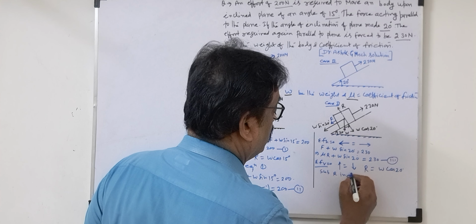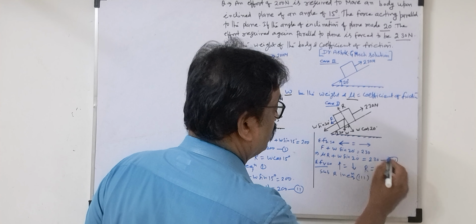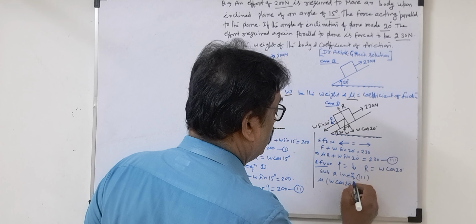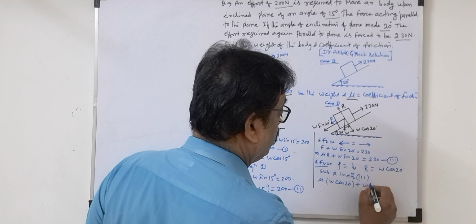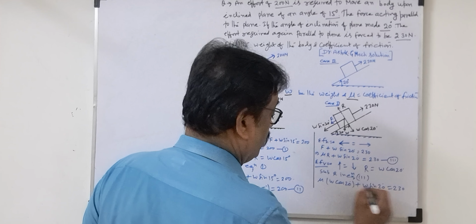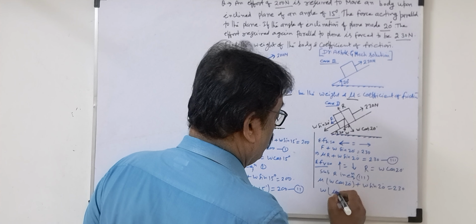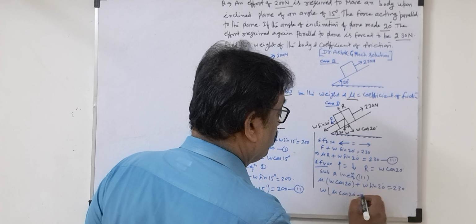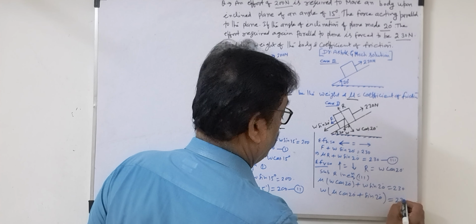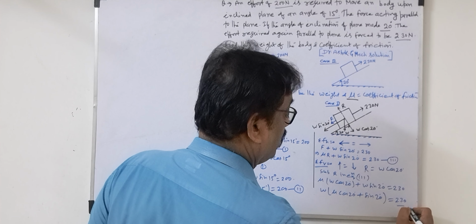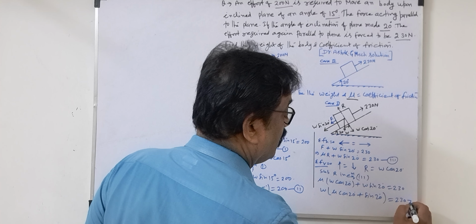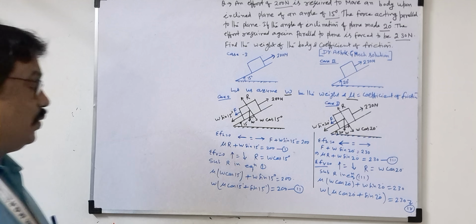in equation 3. So what is there? Mu W cos 20 plus W sin 20 equal to 230. Now take the W common. Mu cos 20 plus sin 20, W taken common, is equal to 230. Give the equation number 3 and this is 4. Equation number 4.